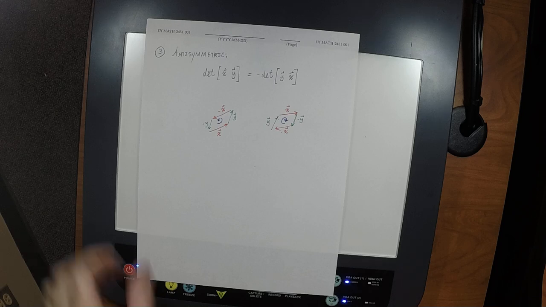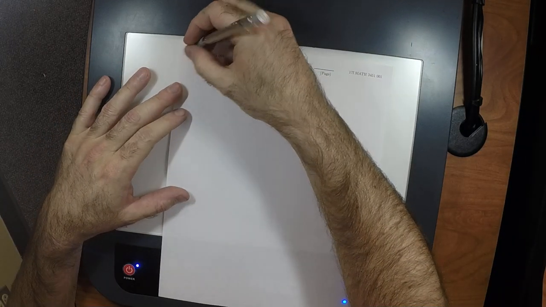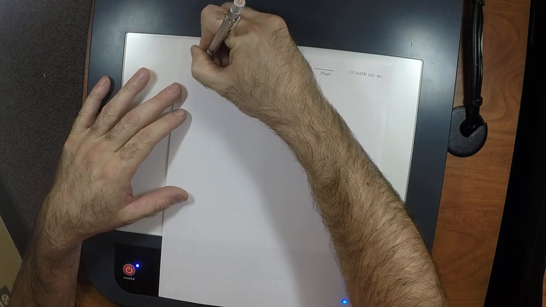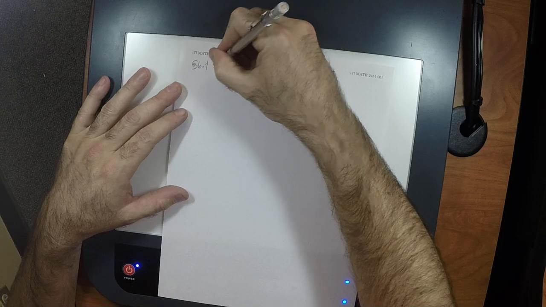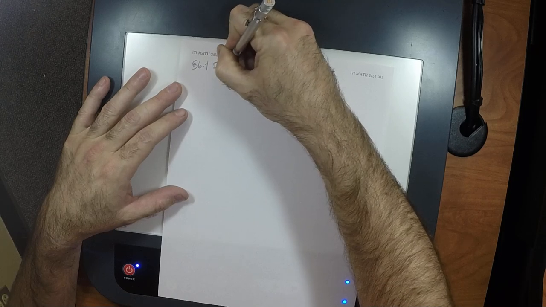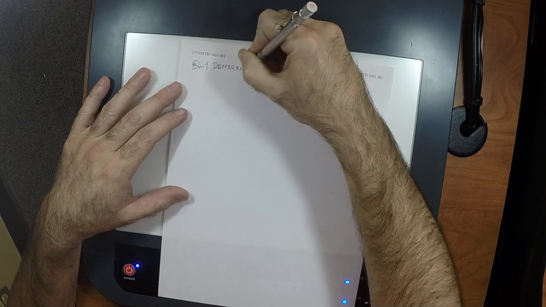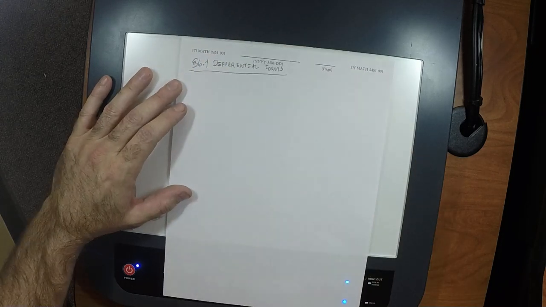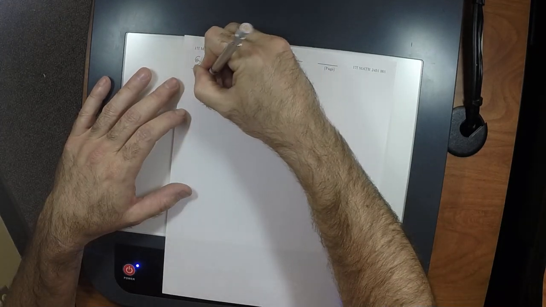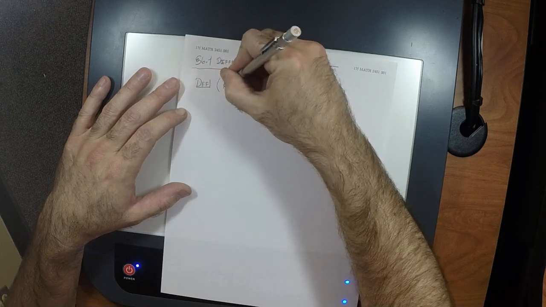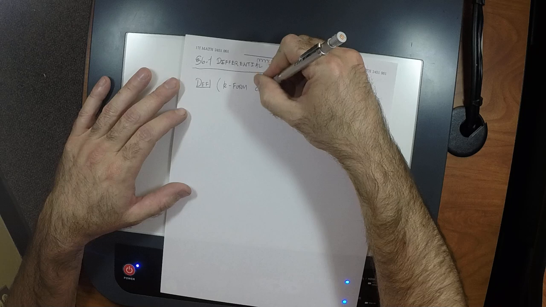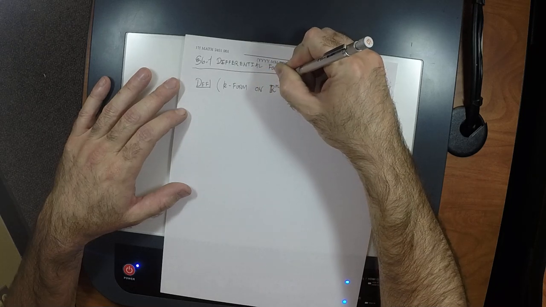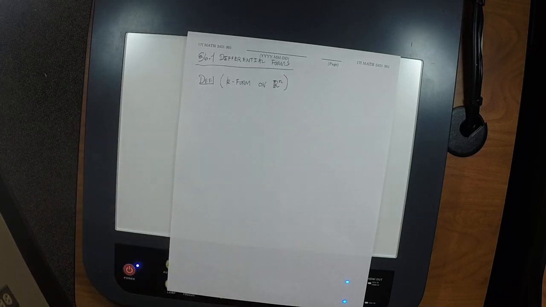So here's the definition. Now we're in the book, section 6.1, and this section is called differential forms. The first definition is a K-form on Rn.